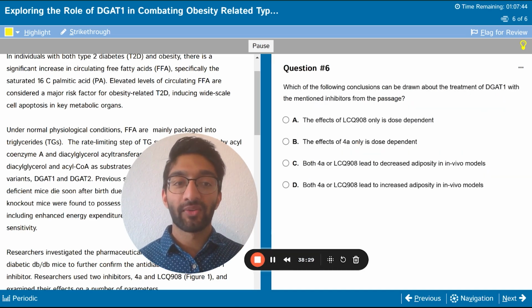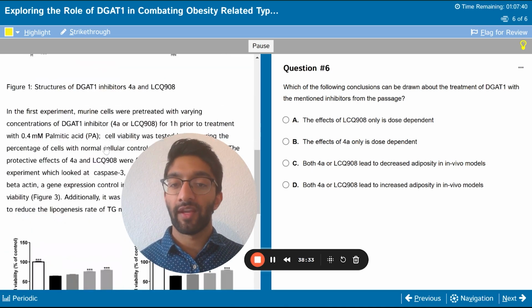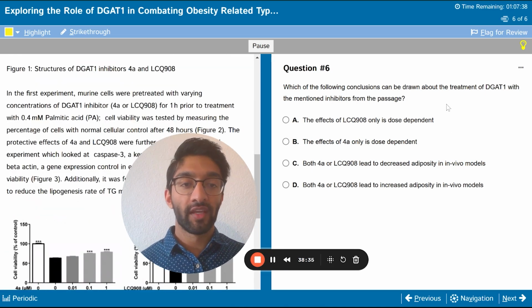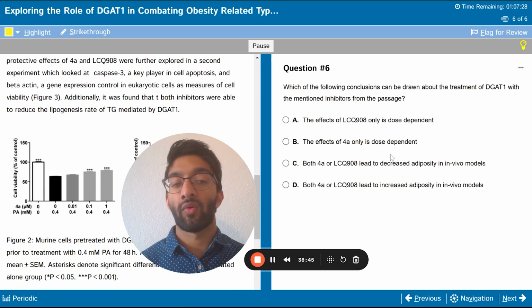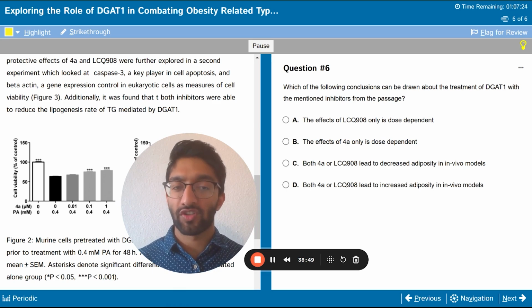Okay, so the last question finally asks us about these inhibitors that we kept seeing, right? More specifically, what is the big conclusion we can learn about how these inhibitors affect DGAT1? So is the effect of LCQ dose dependent? Is the effect of 4A dose dependent? Or neither, or both? That's basically what it's saying. Very typical question structure once again.